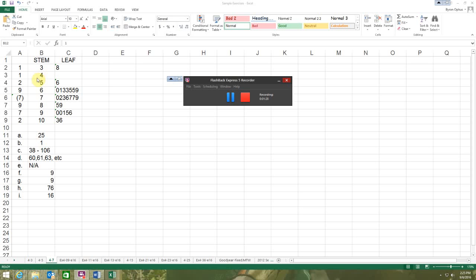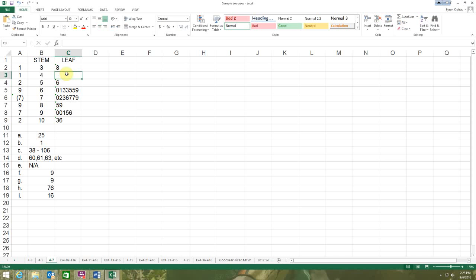And then for D, it asks list the actual values in the fourth row. So 1, 2, 3, 4. So 60, 61, 63, 63, 65, 65, 69. I didn't list them all. You guys probably should for your question. E then is list the actual values in the second row. Oh, well, that's a big blank right there, and so in my case the answer is none, or NA.